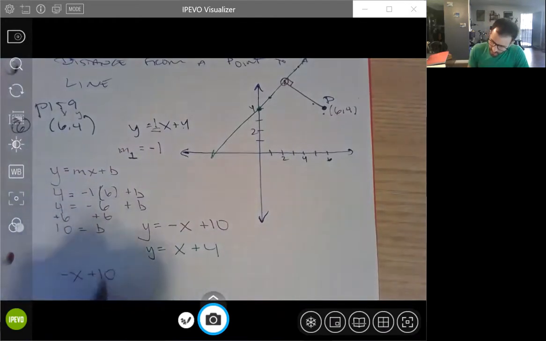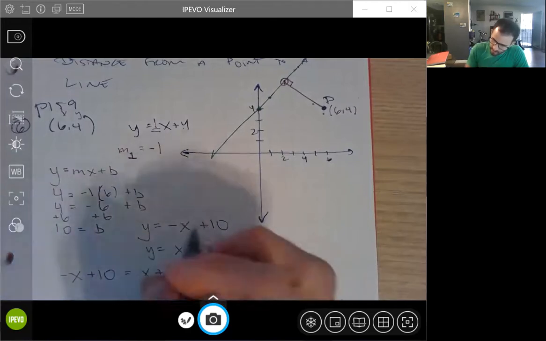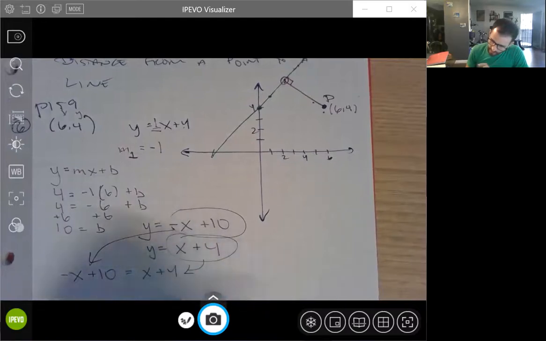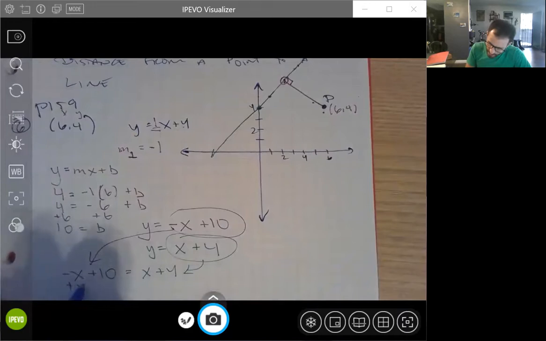Negative x plus 10 equals x plus 4, right? All I did was I took this over there, took that over here. All right, now let's just do one color and I'll solve for x. So we're going to add x to both sides.